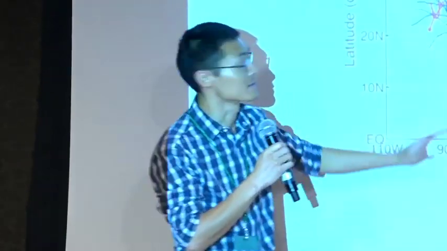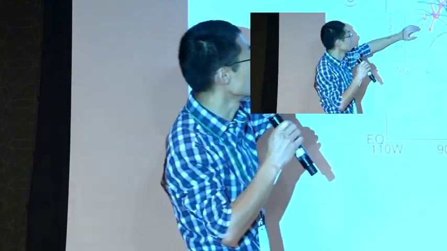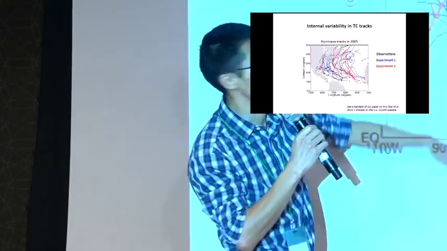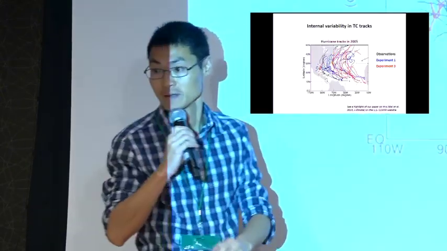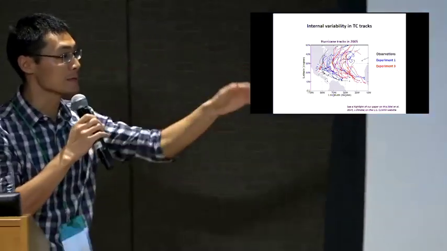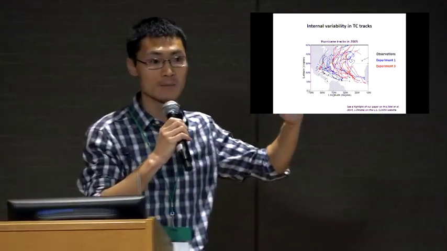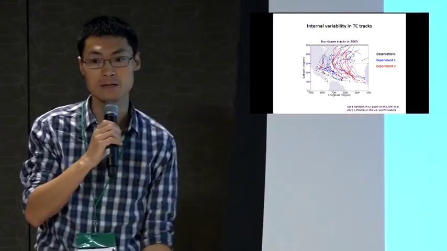But then, if we look at another simulation, shown by the red dots and the red curves, we can see it is quite different from the previous simulation and also from the observations. There are only about 2 hurricanes that may landfall along the Gulf Coast of the U.S. So this basically illustrates the internal variability in the hurricane activity.